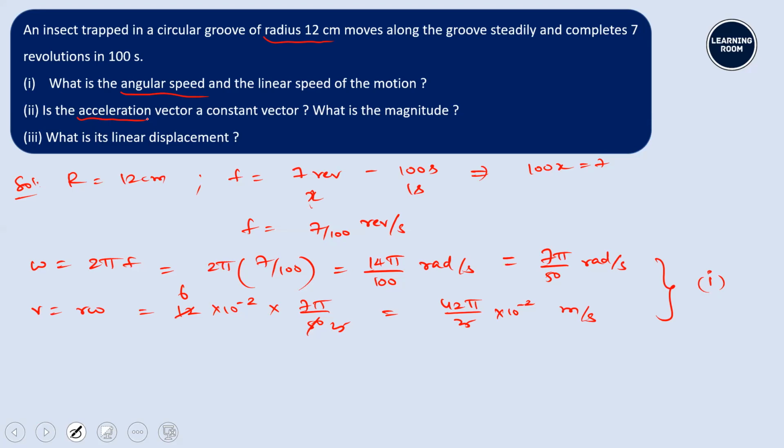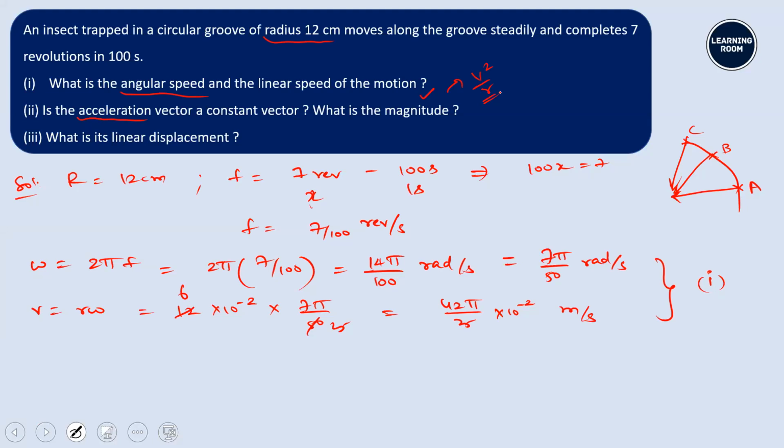Because if suppose the particle is at point A, B, and let's say at C, at point A, it will be directed in this way. At point B, it will be directed in this way, and at point C, it will be directed in this way. Because at every point, the acceleration is directed only towards the center. Right? So, as a vector, it is not constant because the direction is changing. But as a scalar value, that is in terms of magnitude, yes, it is constant. And its value is v square divided by r. That is going to be the magnitude of the acceleration.